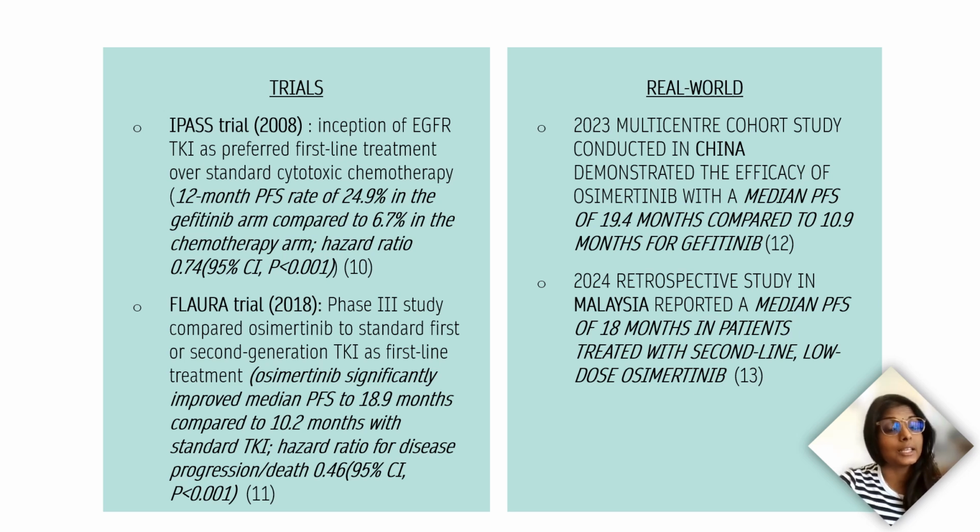Fast forward to almost a decade later, the discovery of osimertinib and its proven efficacy over older generation TKI was shown in the landmark FLAURA trial, which shaped the current preference of osimertinib as the first-line treatment with almost double the progression-free time of 18.9 months in the osimertinib group versus 10 months in the gefitinib group.